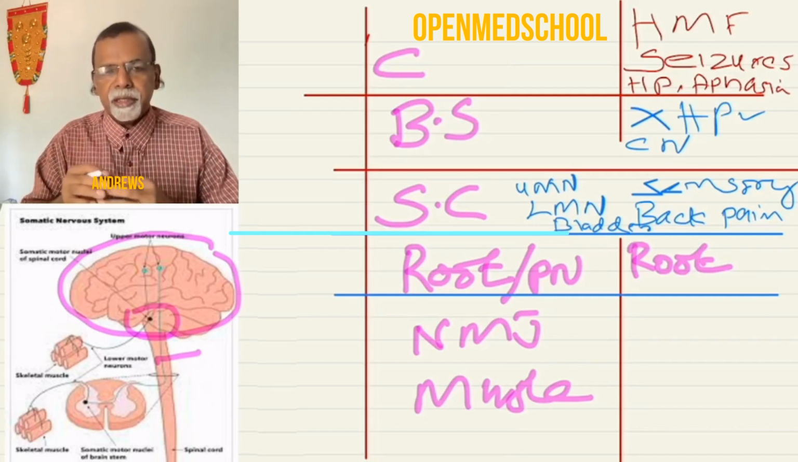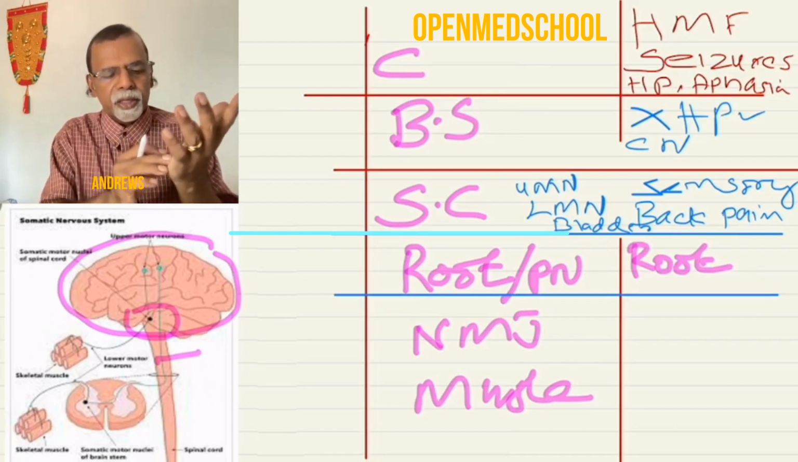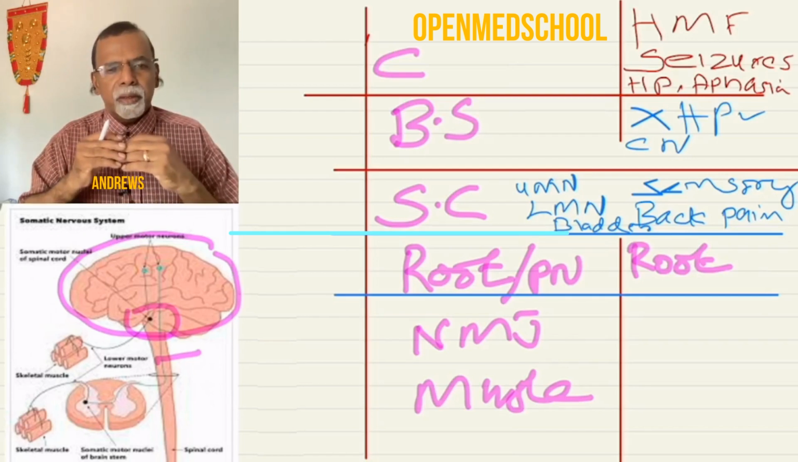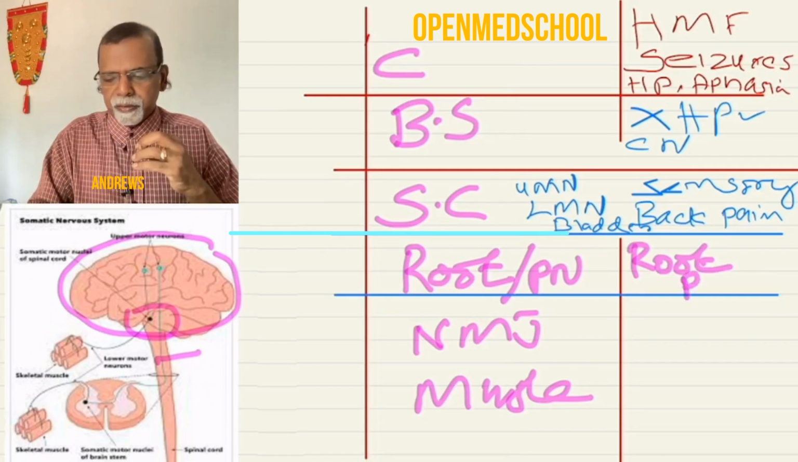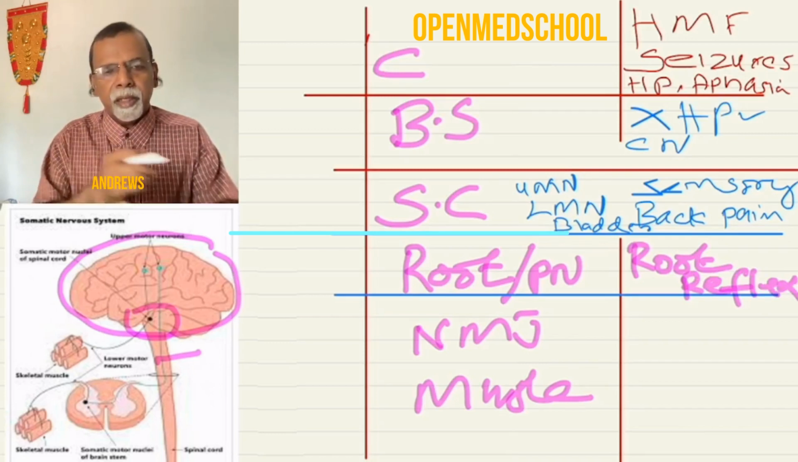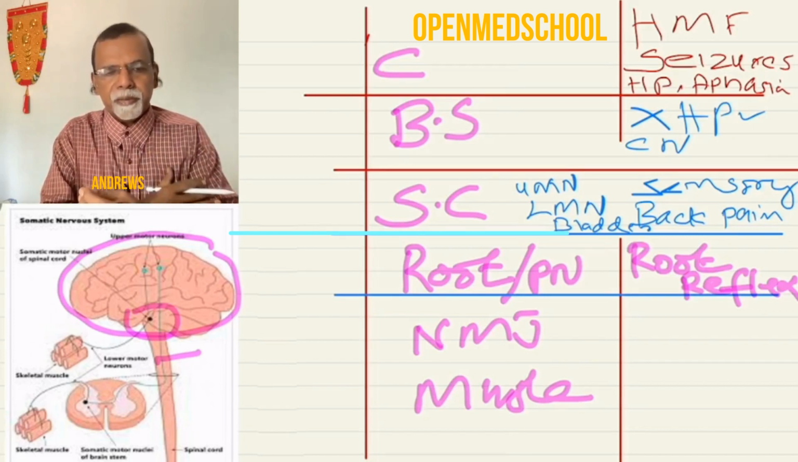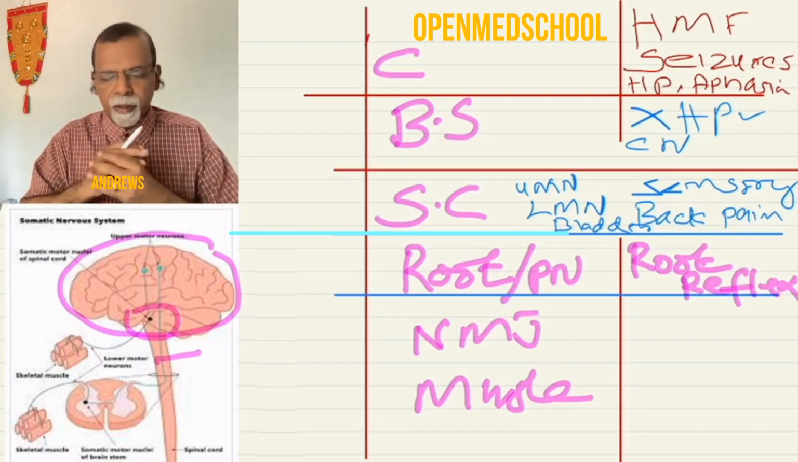Then weakness, wasting or other findings in the distribution of that nerve root. For example, with C8 and T1, you will get wasting of the small muscles of the hand, and you can get sensory loss along the distribution of C8 and T1. Again, that is definite evidence of a root problem. Then, of course, you check the reflexes. Depending upon the root involved, for example, C5, along with radicular pain, the biceps jerk is absent. It is suggestive. So think about the reflexes.